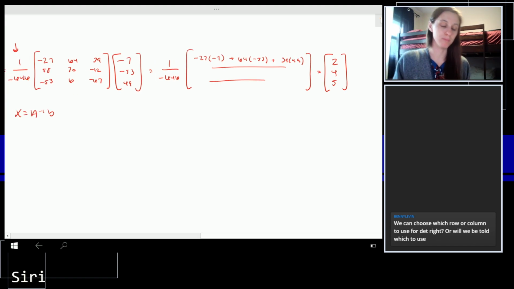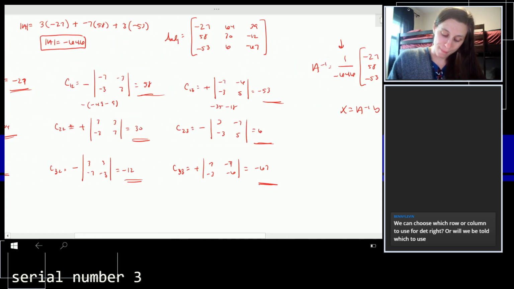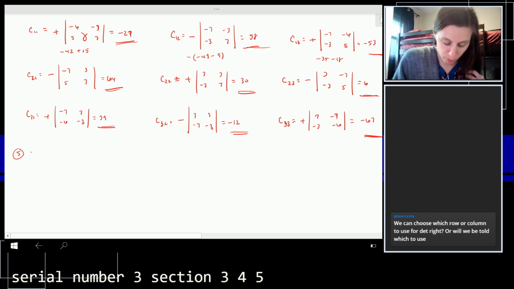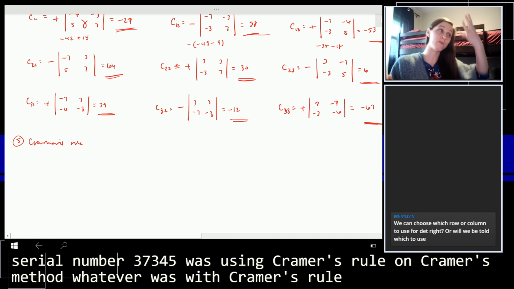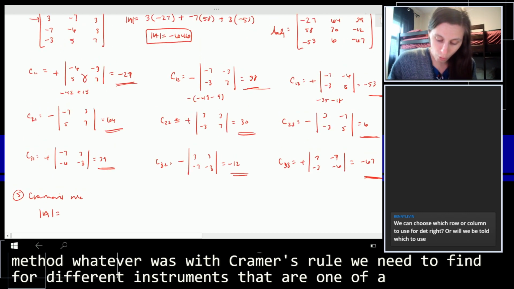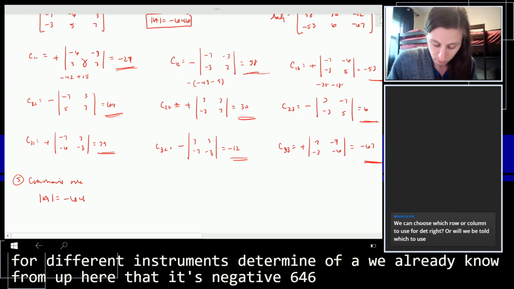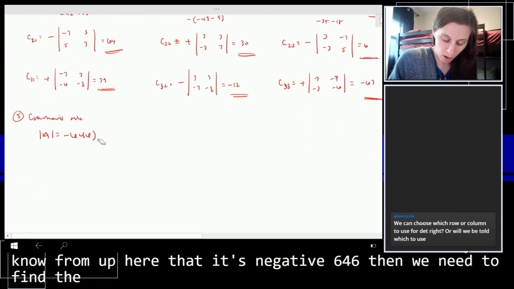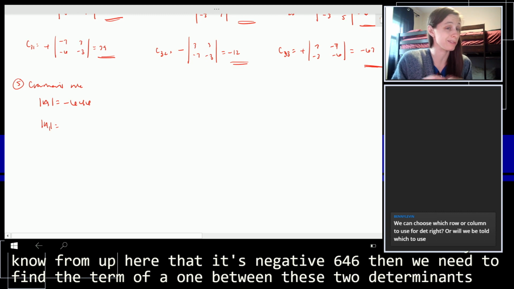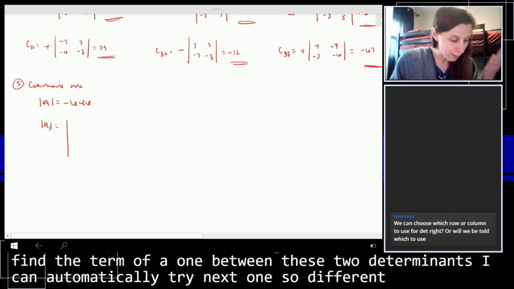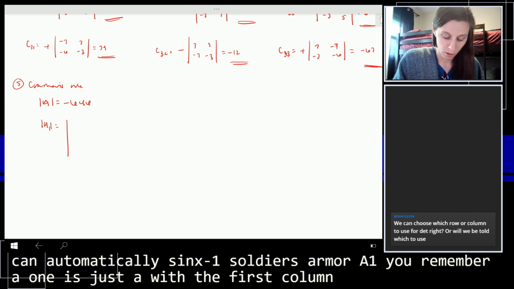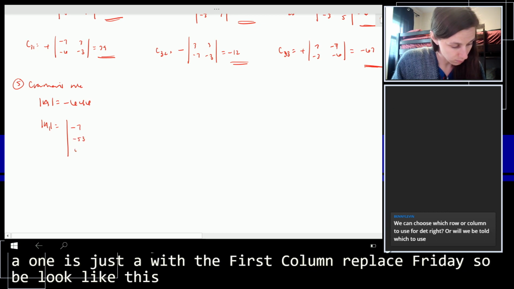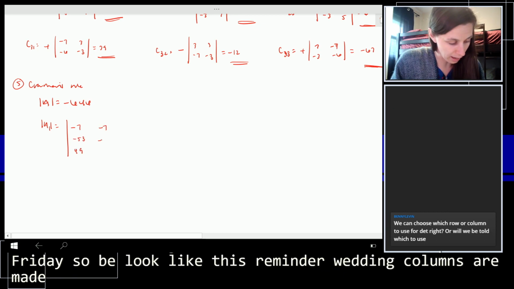There we go. Woohoo! Method number 3. Technically 4. Method number 5 was using Cramer's rule. Or Cramer's method. Whatever it was. With Cramer's rule, we need to find 4 different determinants. The determinant of A, we already know from up here that it's negative 646. Then we need to find the determinant of A1. Between these two determinants, I can automatically find x1. So determinant A1, if you remember, A1 is just A with the first column replaced by B. So B looked like this. And then my remaining columns remain the same as in A.